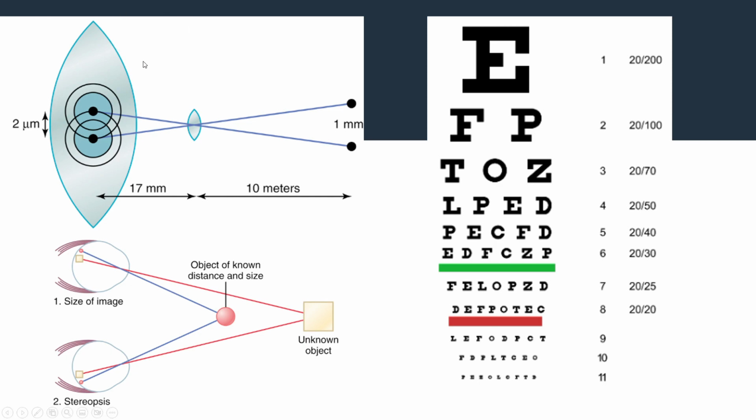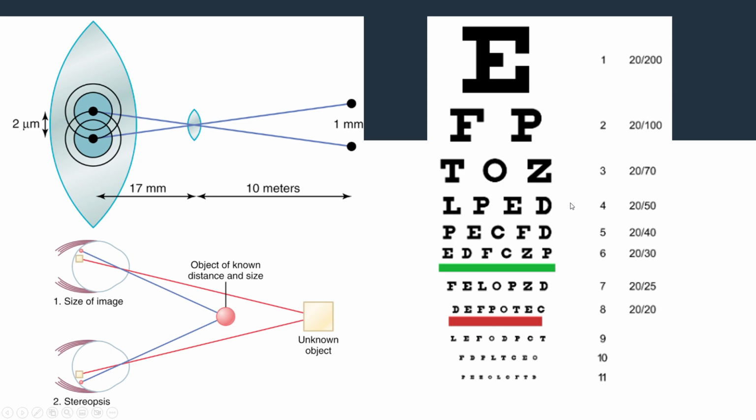If you look at the picture on the top left corner, we can see a 1 mm object. If it makes a 2 micrometer distance apart, then you can touch two cones, then you can see the object as one object. On the bottom left hand side is how we tell the distance of an object. By looking at the relative distance from a nearby object, then we can tell the distance of a far object.